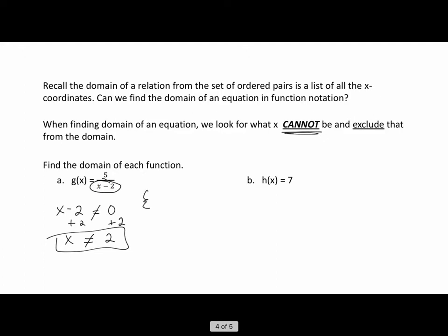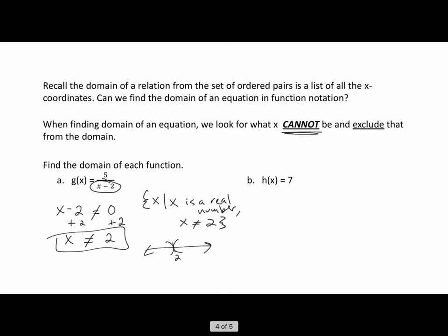I can write it as a set. I can say that this is the set of x such that x is a real number and x is not equal to 2. Close that set. Or I can write this as an interval. So I'm going to say that x is all real numbers except for 2.